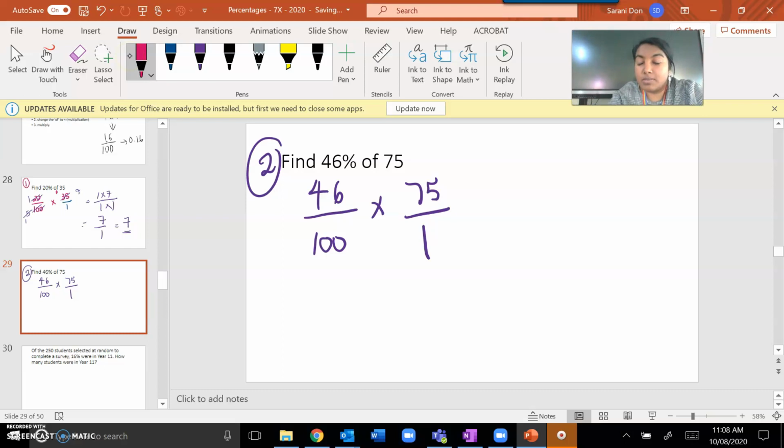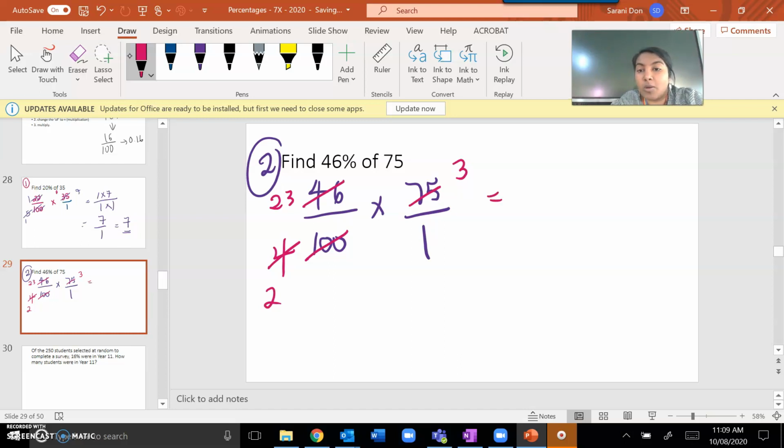I know that to simplify, look at the numbers and see what you can simplify the best. And I know 100 and 75, 25 goes into both. So I can be like, okay, 25 goes into 75 3 times, and into 100 4 times here. I can divide 46 and 4 by 2. This becomes 23. This becomes 2. Looking up and down, looking diagonally, can't do anything else. So at the top, I've got 23 times 3. And at the bottom, I've got 2 times 1.